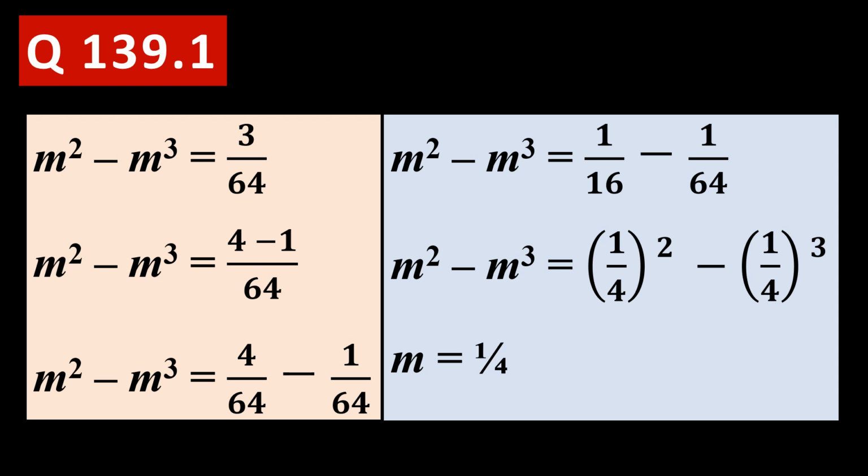Answer to 139.1. The denominator, 64, is both a perfect square as well as a perfect cube. Numerator is 3. This can be written as 4 minus 1 because 4 is 2 square and 1 is 1 cube. So, write the right side as 4 by 64 minus 1 by 64. 4 by 64 or 1 by 16 is square of 1 by 4. 1 by 64 is cube of 1 by 4. So, m is equal to 1 by 4.